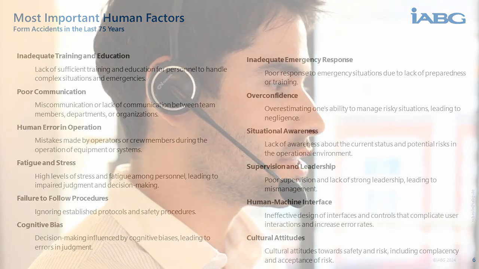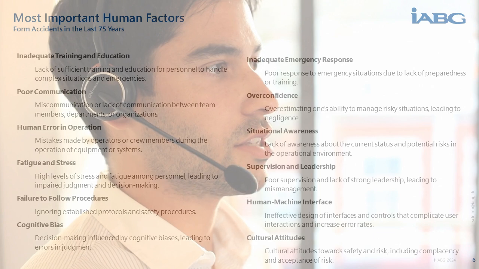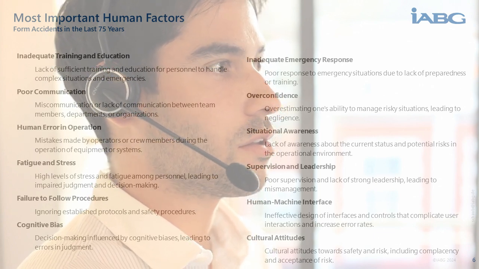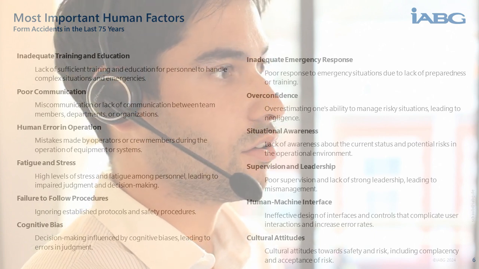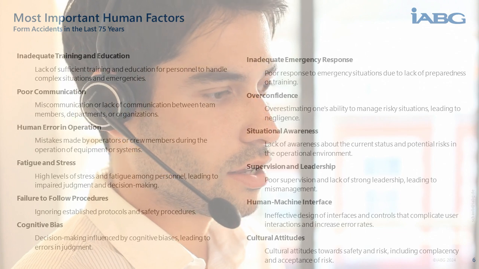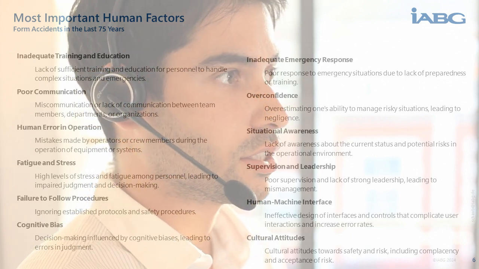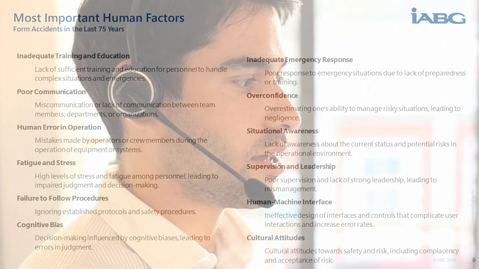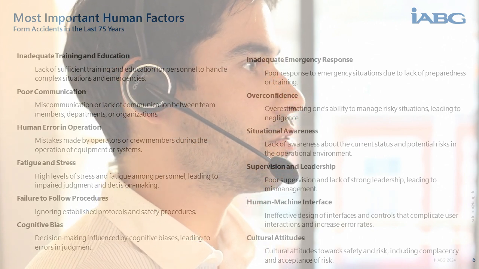Human factors and their impact on the process industry. Inadequate training and education. One of the critical issues in the process industry is the lack of sufficient training and education for personnel. Without adequate preparation, employees cannot effectively handle complex situations and emergencies. This leads to increased error rates and compromised safety standards.